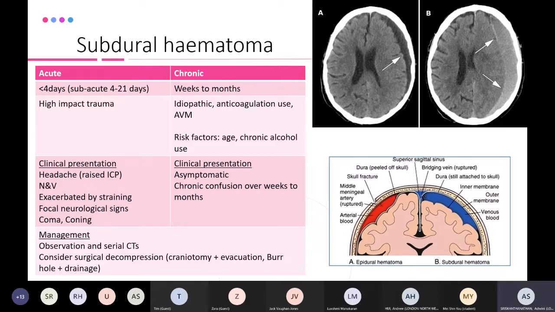And then subdural hematomas are divided into acute and chronic. So acute is usually when it's happened within 4 days, likely due to a high impact trauma.